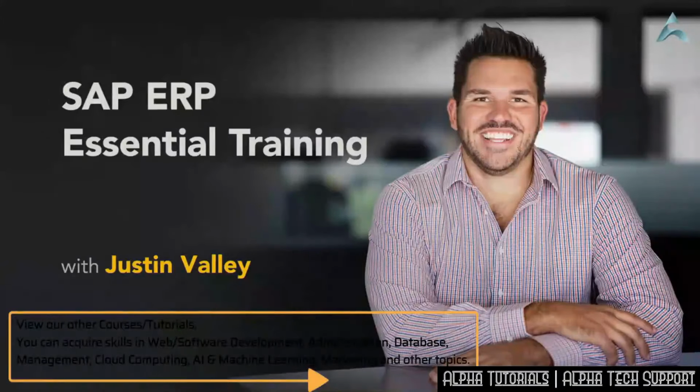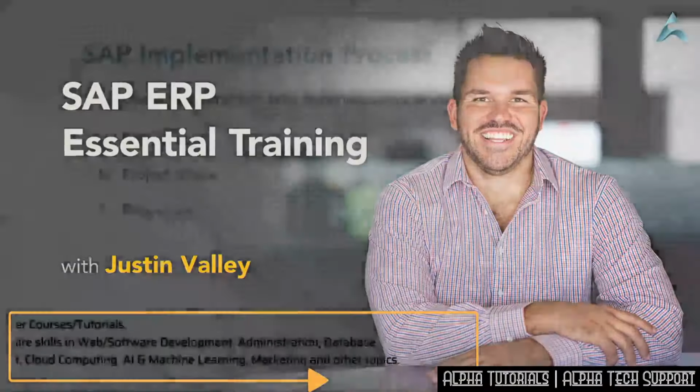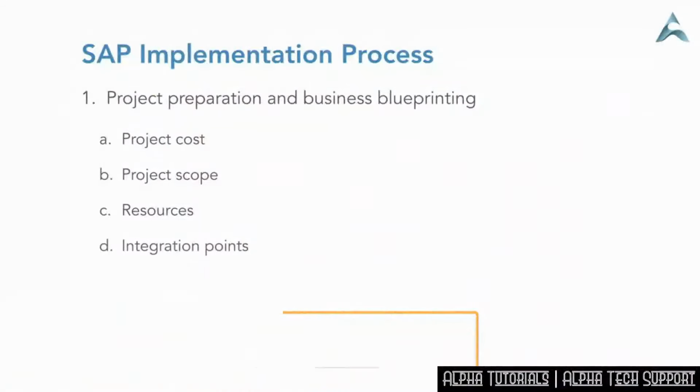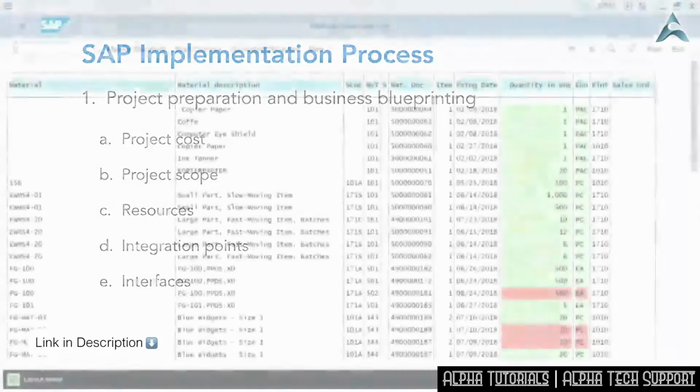My name is Justin Valley. I've been an SAP trainer and organizational change manager for over 10 years. I've been a part of 11 SAP implementations at Fortune 500 companies across various industries.